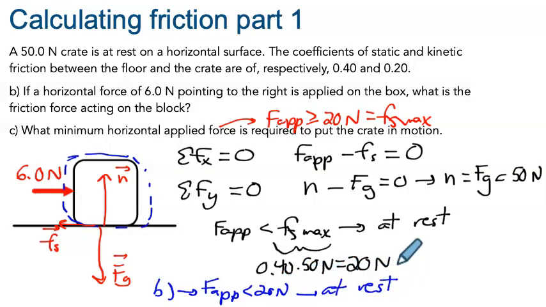And from the equation on the sum of force in x, we therefore see that Fs will be equal to the force applied. So it will compensate to keep it at rest, and it will be equal to 6 Newton. Alright, so that's basically how to solve this question.